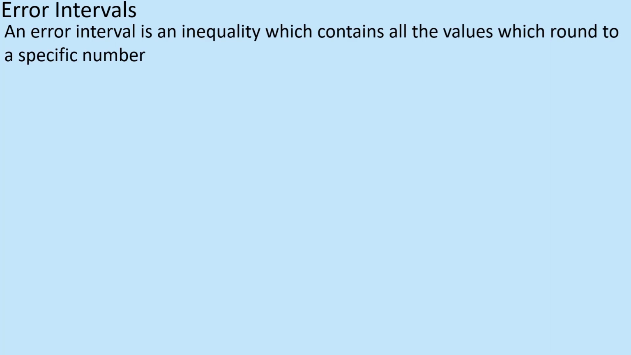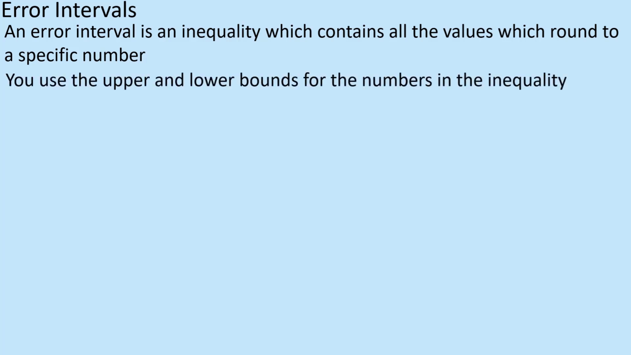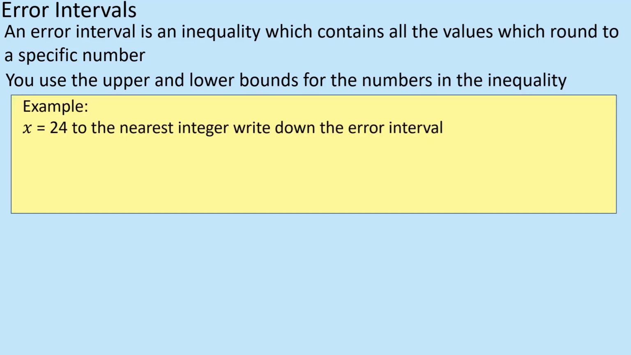So this has very tight ties with upper and lower bounds. We're going to talk you through what that actually means, but ultimately it's about putting an upper and lower bound, using inequalities, to contain all the values which round to a specific number. We'll talk about that in a second. To use upper and lower bounds for the numbers in the inequality, we're probably best doing an example.